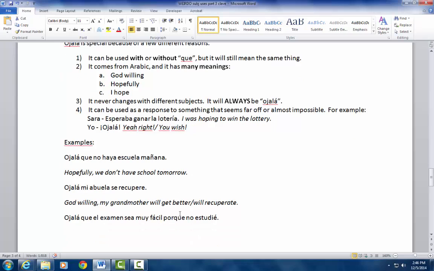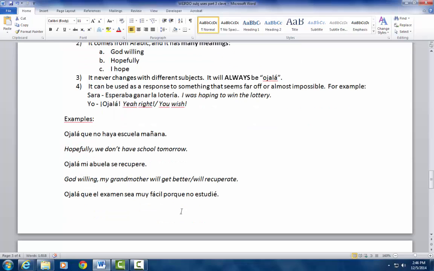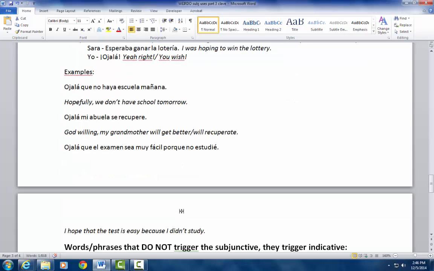So look at some examples. Ojalá que no haya escuela mañana. Hopefully we don't have school tomorrow. Ojalá mi abuela se recupere. God willing, my grandmother will get better soon. Ojalá que el examen sea muy fácil porque no estudié. I hope the test is easy because I didn't study.